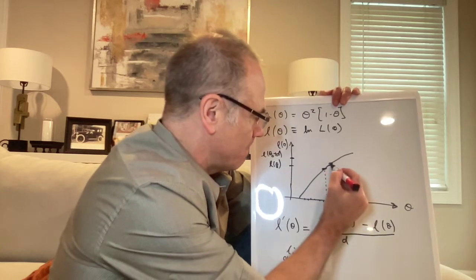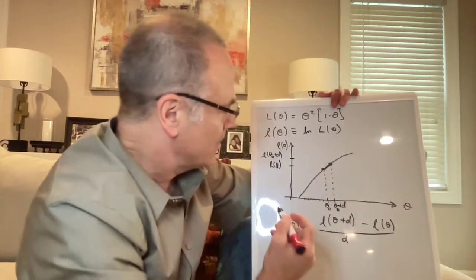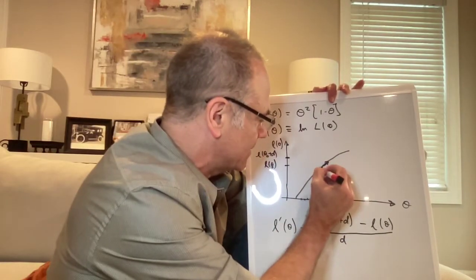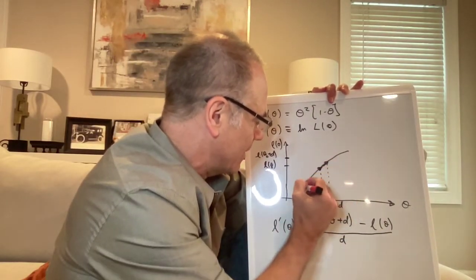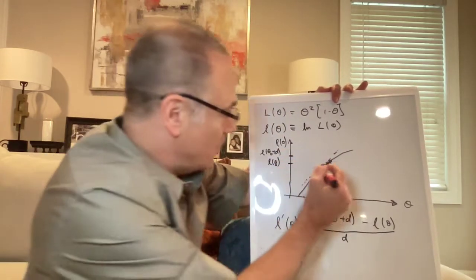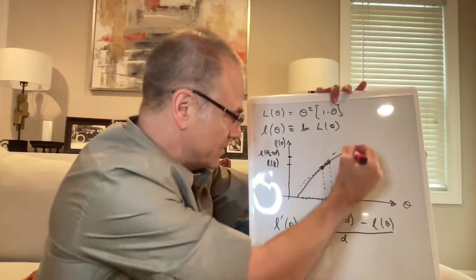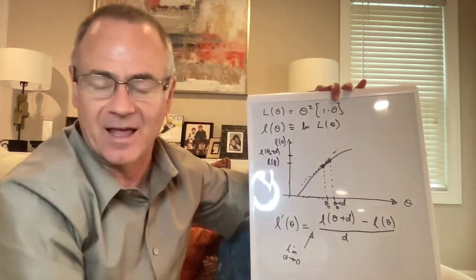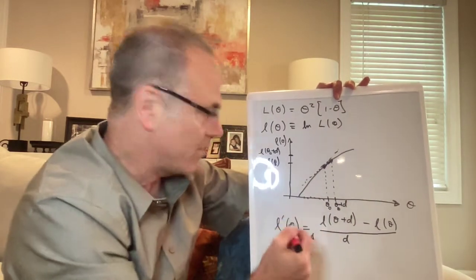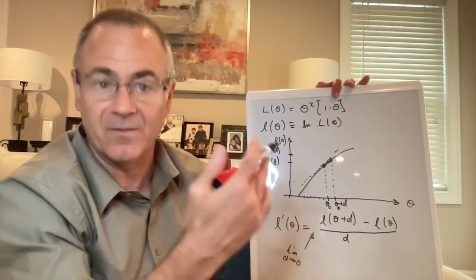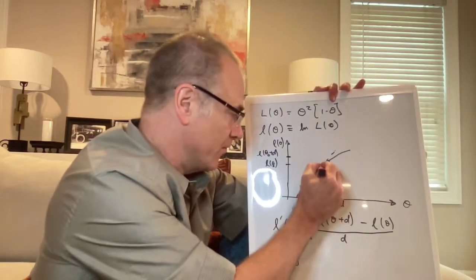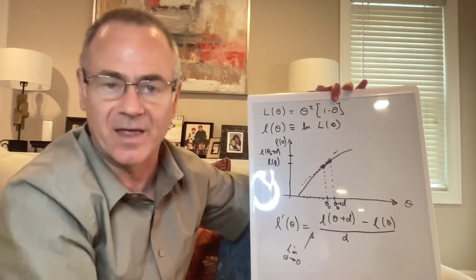As you should remember from calculus, that slope might not perfectly equal the derivative at that point, but it is going to be very close to the slope of the tangent line that I've drawn. So if we make d very small, this numerical derivative is going to be a very close approximation of the true derivative at l of theta sub 0.